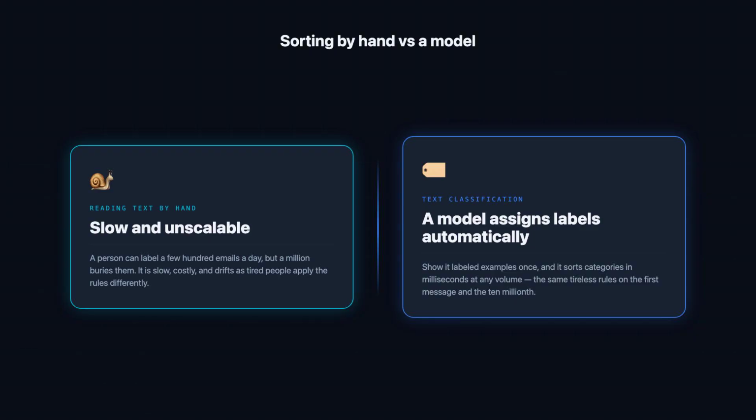You show it labeled examples once, and from then on it assigns categories automatically in milliseconds at any volume you throw at it. The same tireless rules apply to the first message and the 10 millionth, which is exactly what makes it a workhorse of production systems.